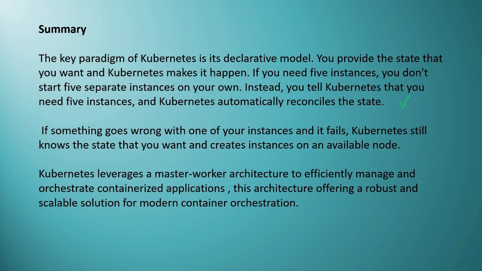In summary, the key paradigm of Kubernetes is its declarative model. You provide the state that you want and Kubernetes makes it happen. If you need 5 instances, you don't start 5 separate instances on your own. Instead, you tell Kubernetes that you need 5 instances, and Kubernetes automatically reconciles the state. If something goes wrong with one of your instances and it fails, Kubernetes still knows the state that you want and creates instances on an available node.